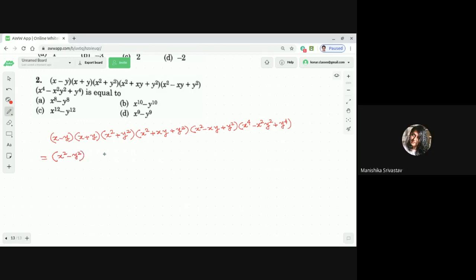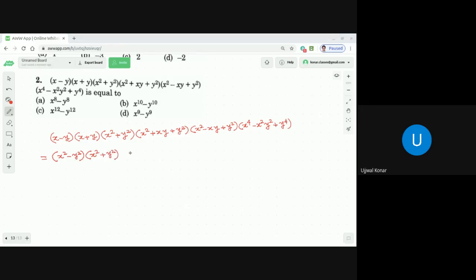Sir, is it C, the answer? Correct. It is x to the power 12 minus y to the power 12. I appreciate that. Then let me solve it, dear students. Good. Thanks, Manishika.